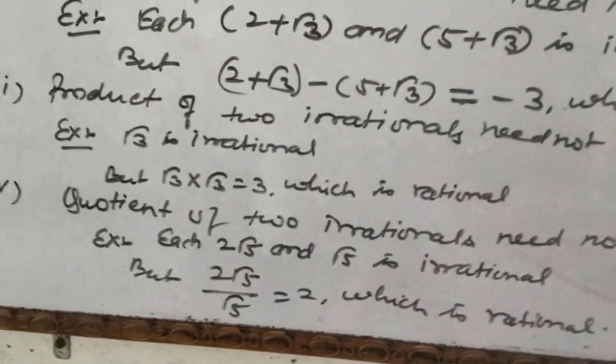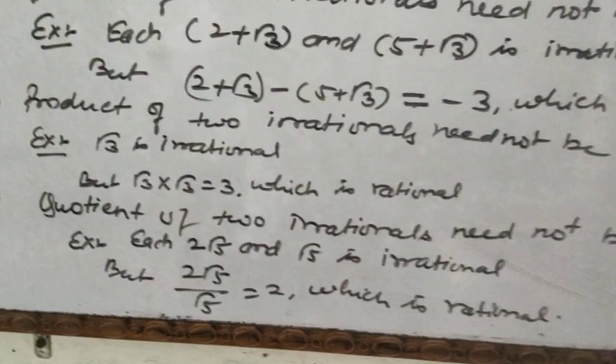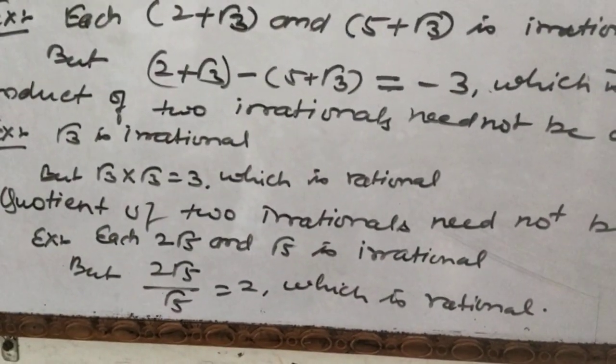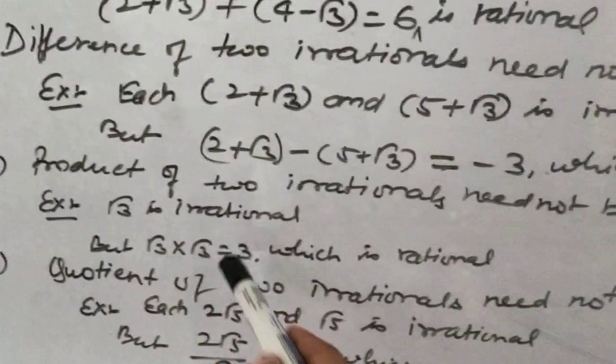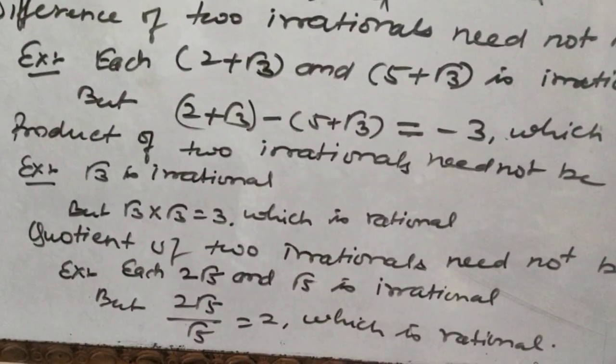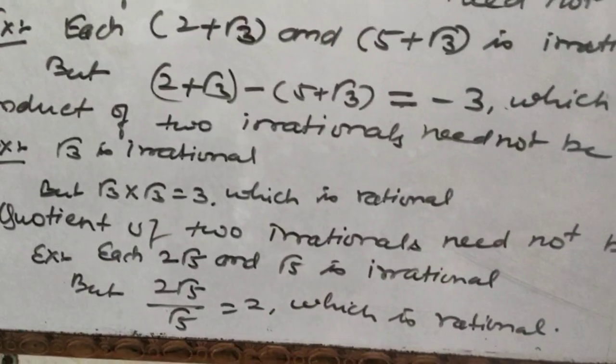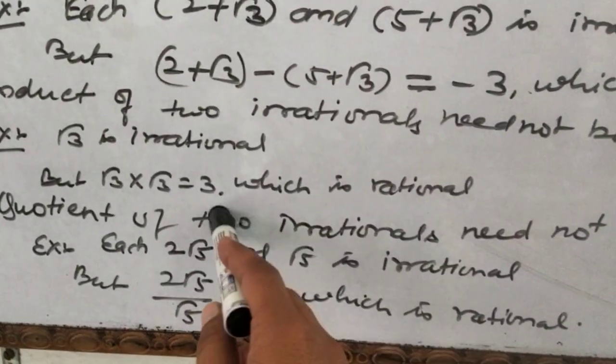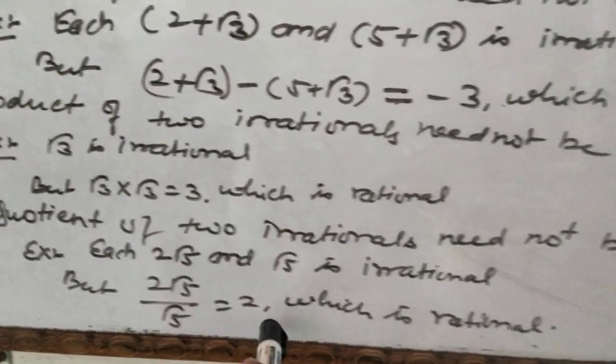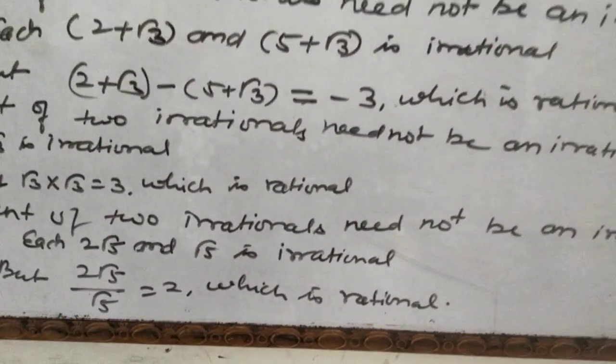And the last, fourth point: the quotient of two irrationals need not be irrational. Suppose we divide two irrational numbers; the answer may be rational or irrational. 2 root 5 and root 5 are both irrational numbers. If we divide 2 root 5 by root 5, the root 5 cancels, and you get 2. This is a rational number.